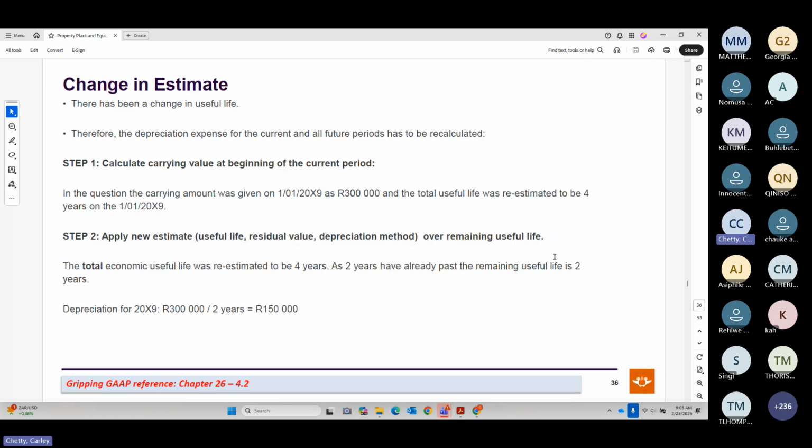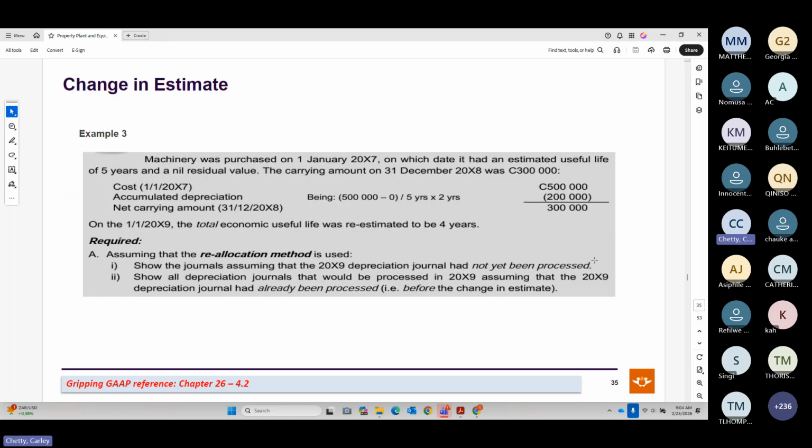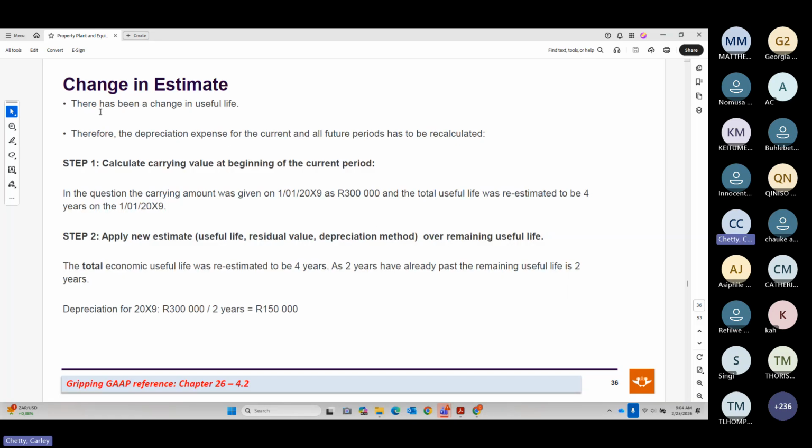So in this scenario, we can clearly see the useful life has changed. So there has been a change in useful life, meaning that is the change in estimates. So this means that the depreciation expense for the current and all future periods has to be recalculated. So step 1, calculate the carrying value at the beginning of the current period.